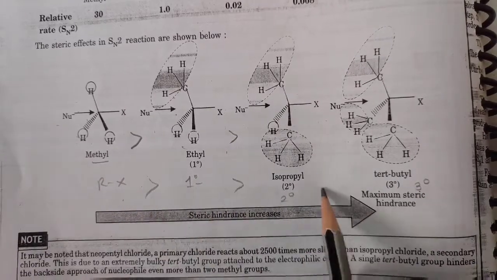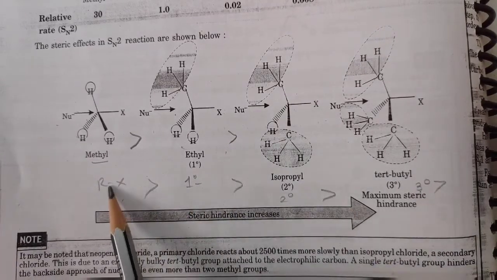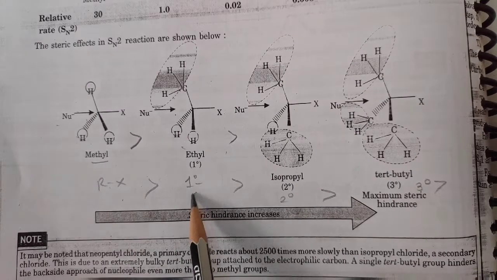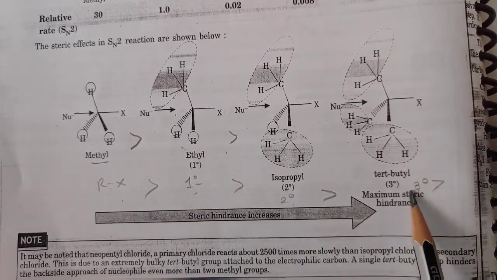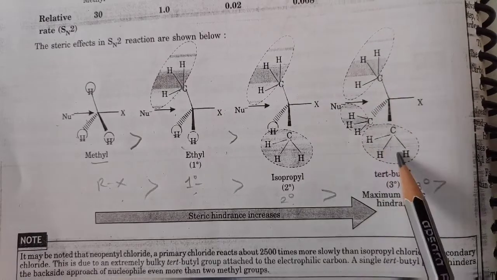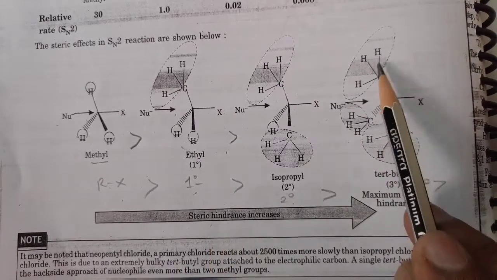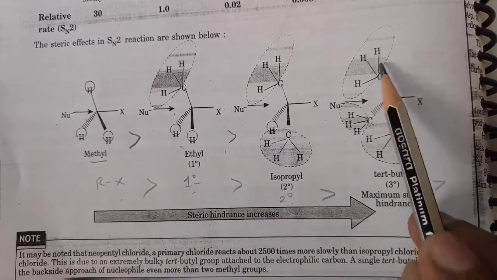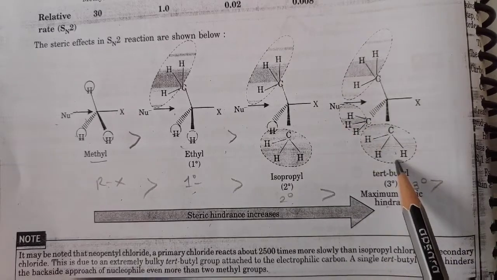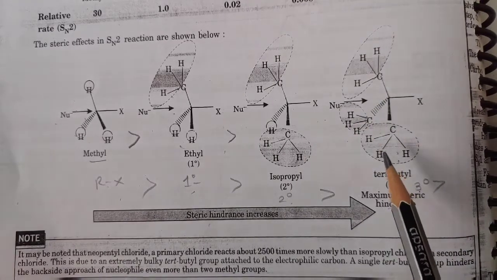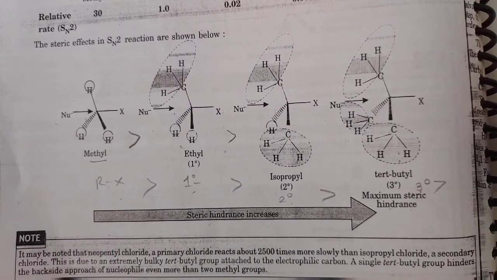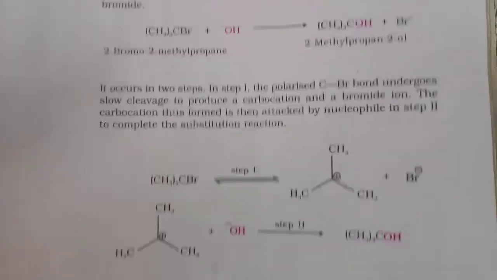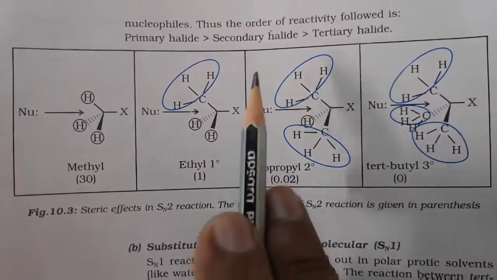So if you write the order, the RX is more reactive, then primary, then secondary, and then tertiary. Why is tertiary the least reactive? Because of maximum steric hindrance due to these 3 alkyl groups, right. This is also given in your textbook on page number 303. You can see in this textbook it is given like this.